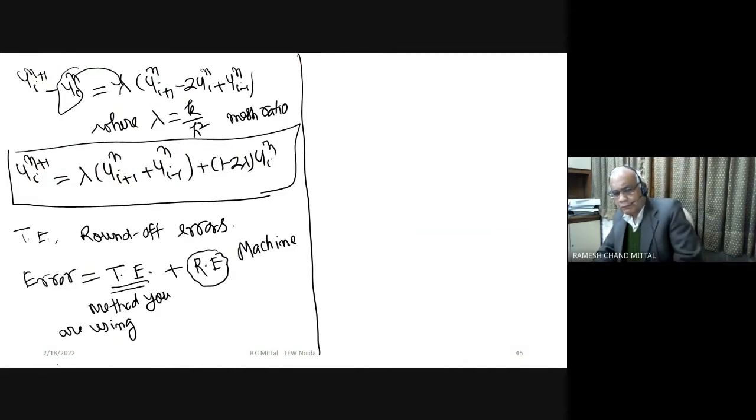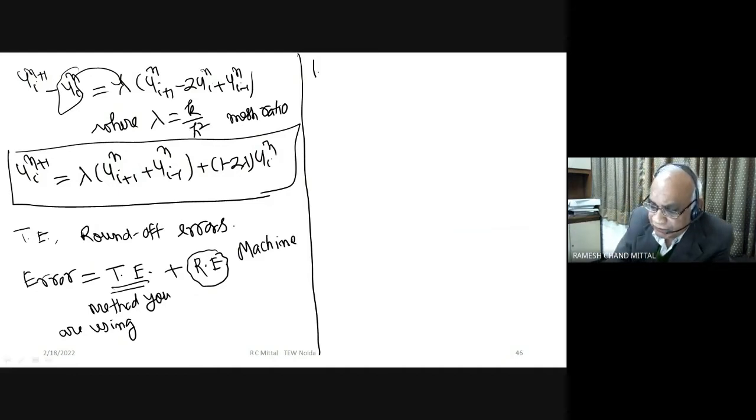So before you go to this, one has to know whether your method is convergent or not. Second thing is whether your method is stable or not. They are two different things. Stability is not convergence, and convergence is not stability, but they are connected. And there is something called consistency. And what is consistency? I will come to them one by one.